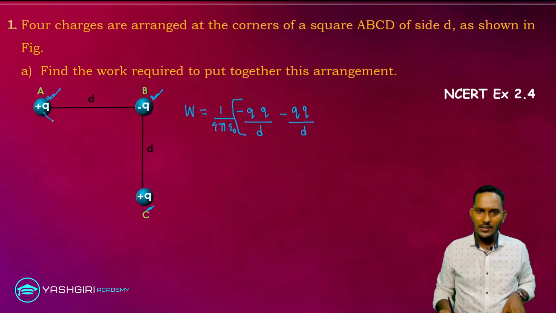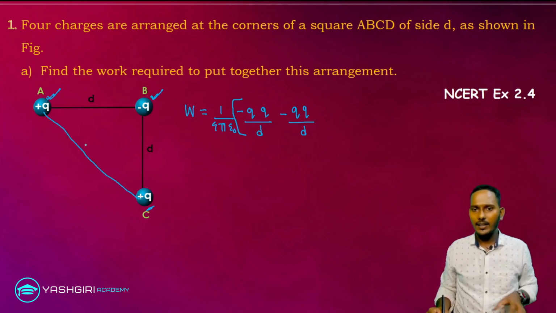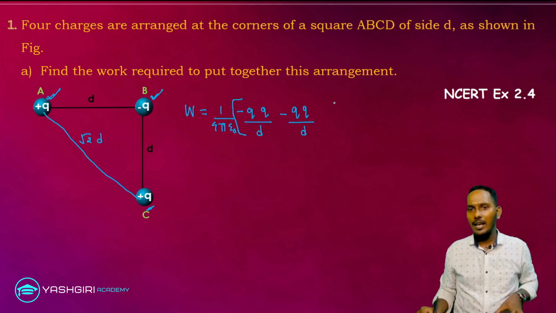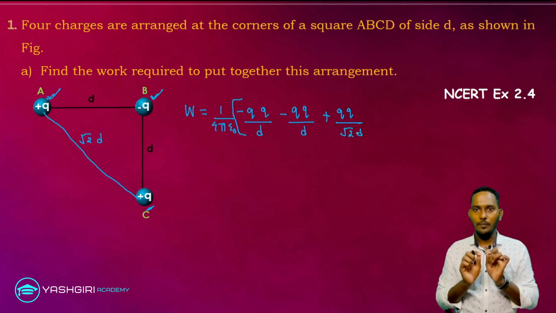Now if you see the distance between this A and C, this is my triangle forming here. From the Pythagoras theorem, I can get this to be square root of 2 times D, right? So that's the hypotenuse side of my triangle, and here this will become positive Q into Q over the square root of 2 times D. So this is what we are having now, right?